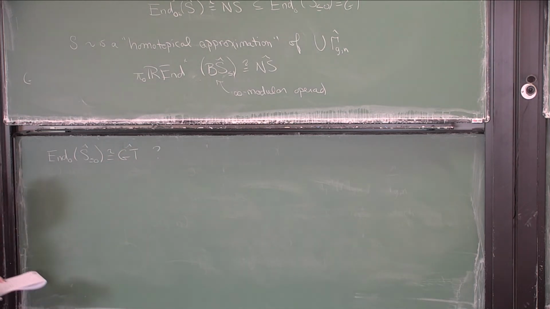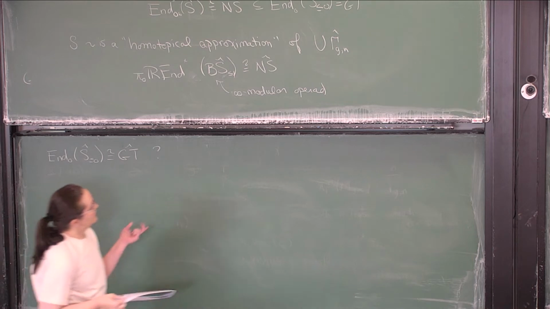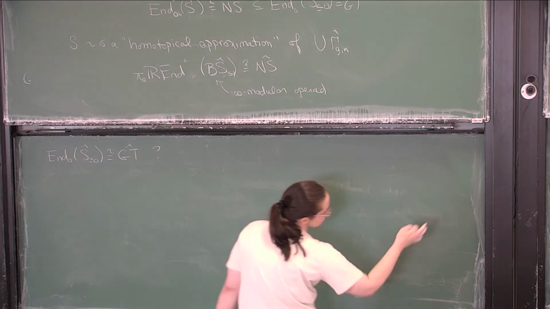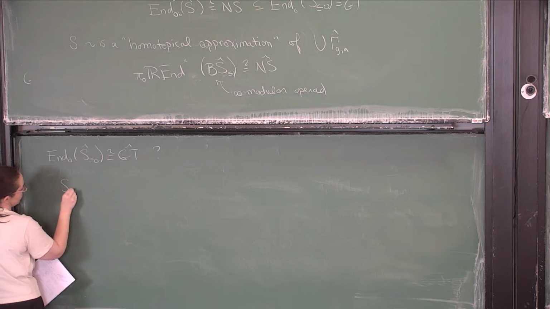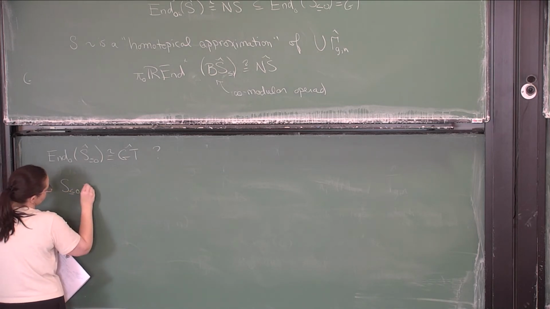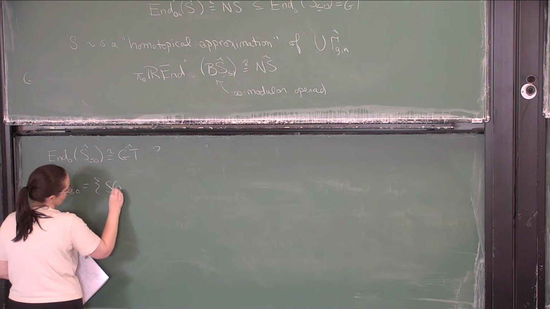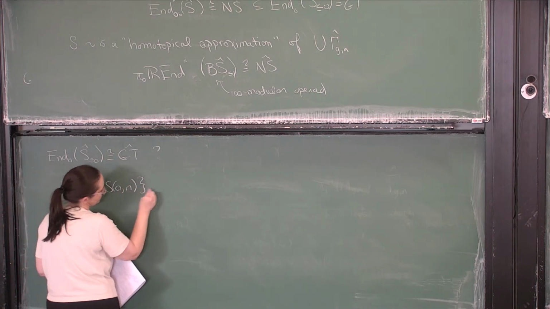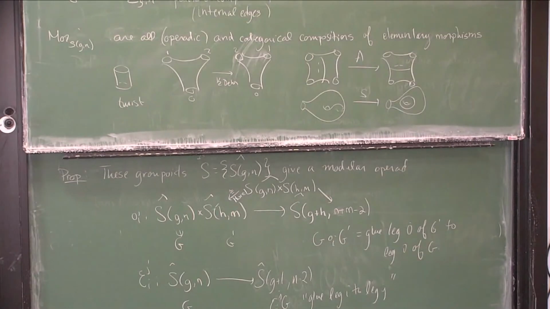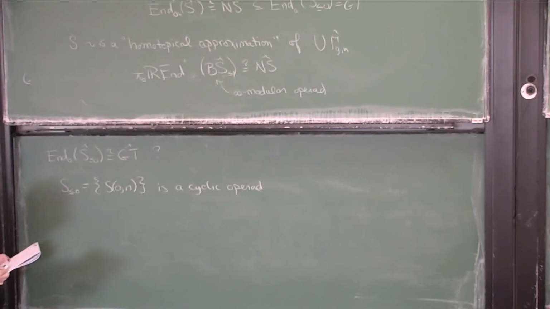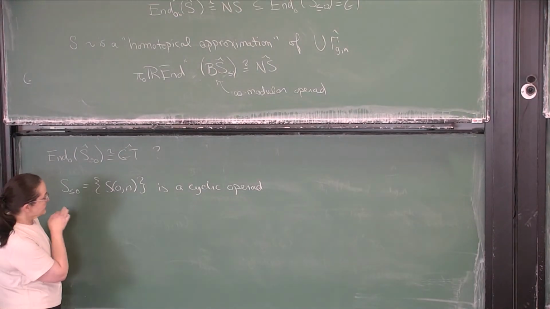Right, how is this working? So if you truncate this modular operad to 0, you get a cyclic operad. So I'll say that this avoids the profinite completion as well. And how do you actually see this?